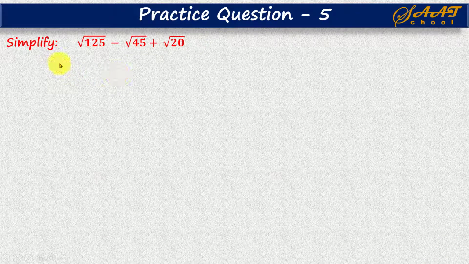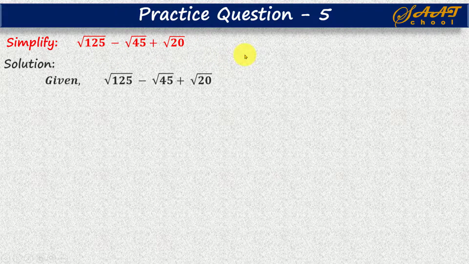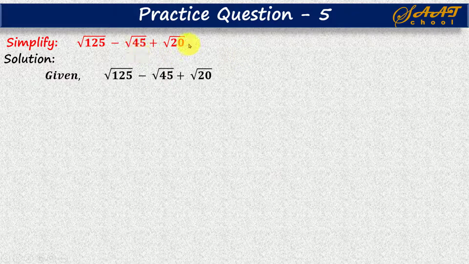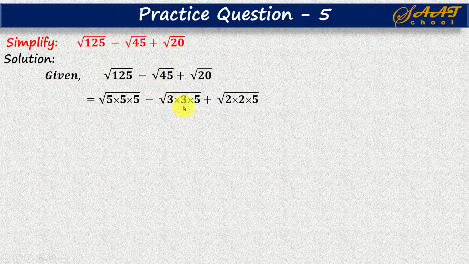Now here you have to simplify, meaning change this into the simplest form, and then finally you add or subtract. So you can change the square root of all these numbers into simplest form. 125 is a multiple of 5, 5 and 5. This is a multiple of 3, 3 and 5, and this is a multiple of 2, 2 and 5. So this is how you first change that into the simplest form, and that is equal to 5 square root of 5, 3 square root of 5 and 2 square root of 5.